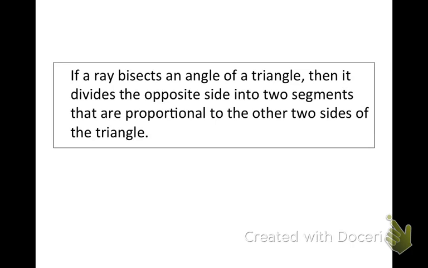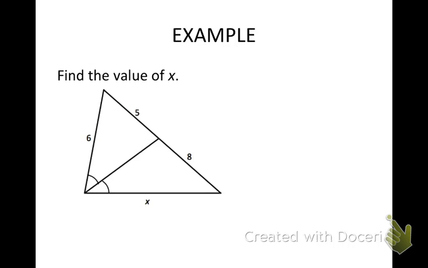Okay, this one's kind of hard. Do we have an angle bisector? Yes. So now we have some ways we could see it, depending on how you see it. How do you see it, Brent? 6 over x equals 5 over 8. Brent saw it like that.